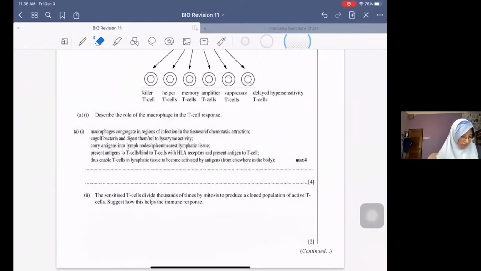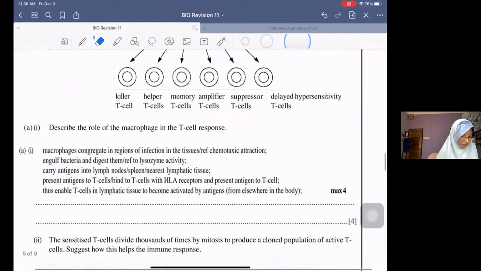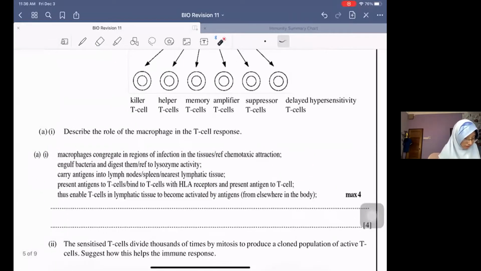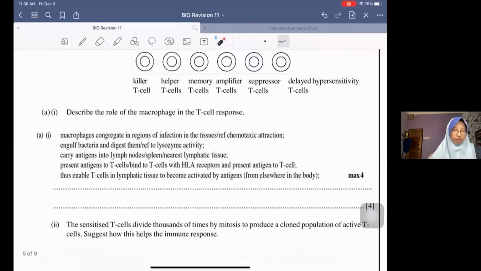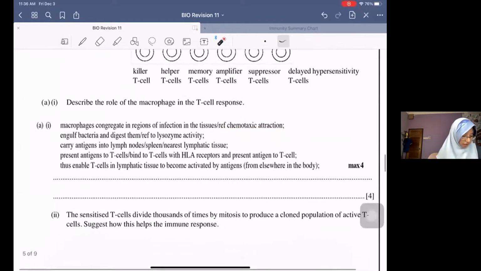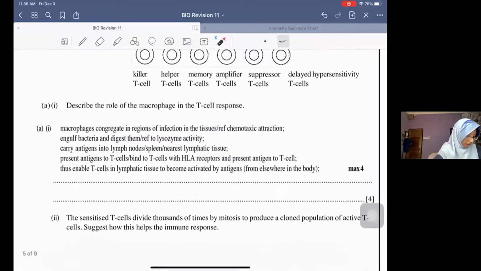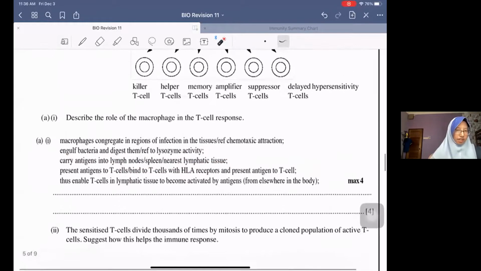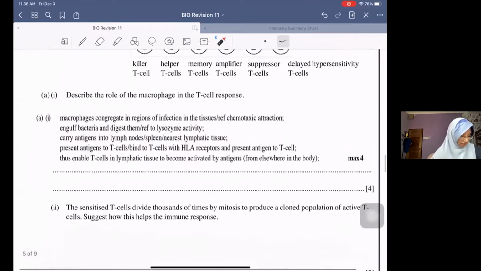Okay, so here macrophages congregate and come to the region of infection by chemotactic attraction. Then they engulf bacteria and digest them. Then they present antigens on top of their cell membranes. They carry these antigens to the lymph node where most of the B and T lymphocytes are found, because they need help, right?